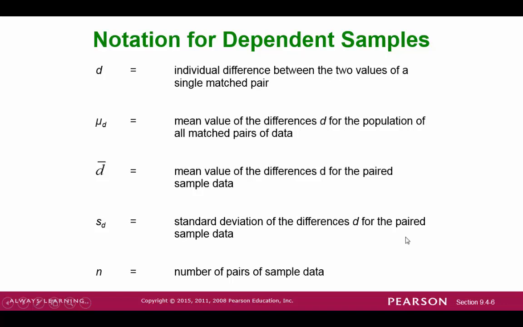Here's our notation. So we're going to use D instead of X. D is the individual difference between the 2 values. So we're going to be looking at the samples from one population minus the samples from another population, and then that set of data that we collect is going to be called D. Mu sub D is going to be the mean of the differences for the population, that's the one we're going to be comparing. D bar is going to be the sample mean of those D values. S sub D is the sample standard deviation of those D values, and N will be the same, and that's going to be the number of paired data.